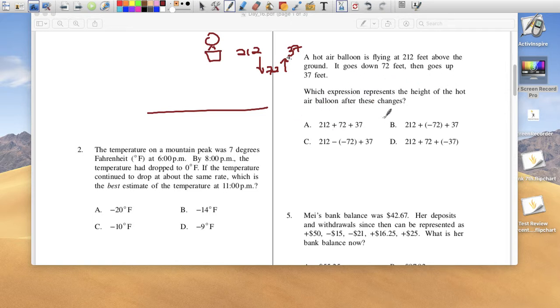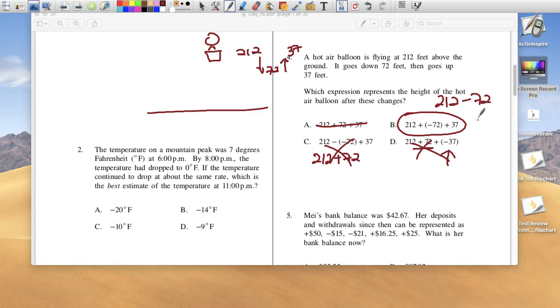Well, if you're at 212, you definitely have to go down 72. So this one is a no because it's plus, plus, plus, right? So this is gone. This one has a negative 72 minus, so there's a negative and a negative, so another way to rewrite this would be plus 72. That right away tells me it's a no because it has to be something with a minus, and this has positive, so that's gone. This one's also gone because 212 plus 72 means that the balloon went up 72. Finally, we have something where it says you're at 212, and a positive and negative is a negative, right? So you have to go down 72, and then the plus 37 says that you go back up. So B is the only one that makes sense.